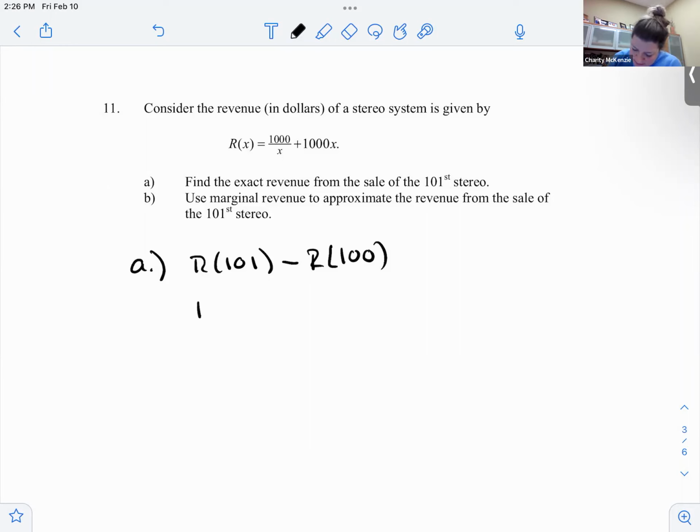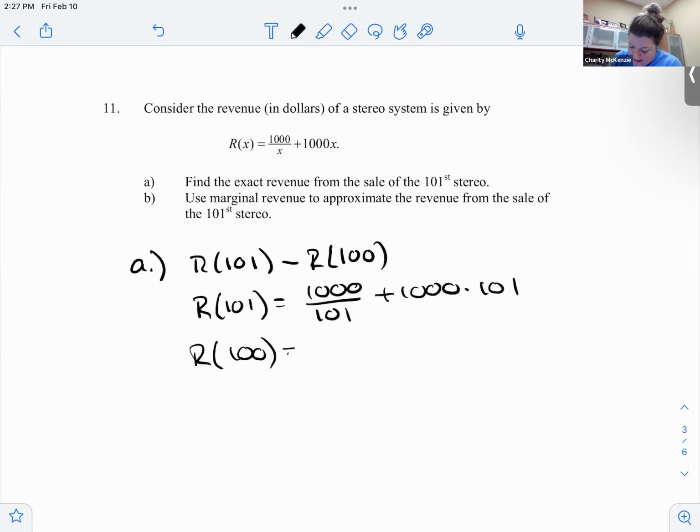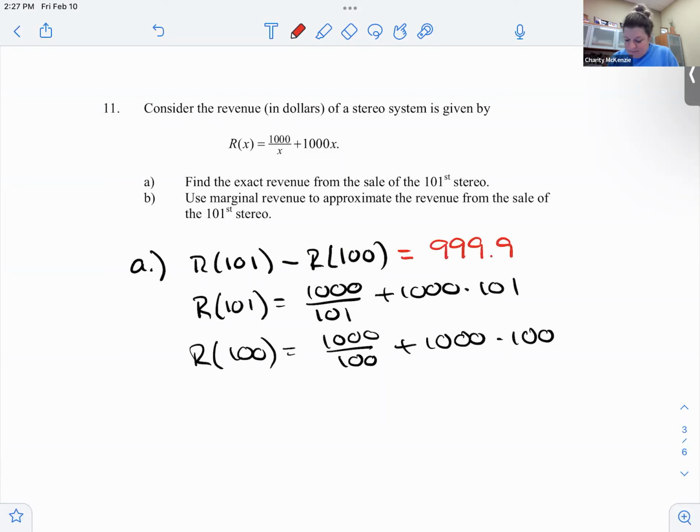Okay, so I'm just going to put these values into the function. So 1,000 divided by 101 plus 1,000 times 101. And then I'm going to do the same thing for 100: 1,000 divided by 100 plus 1,000 times 100. All right, so these are my functions. I'm just going to put this in my calculator and read it off here. I got 999.9. That's what I got according to this method. So anytime you're asked for the exact, this is how you do it.